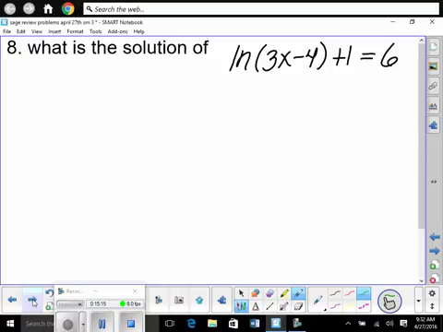So the first step is to get ln alone, right? To get ln alone, we will subtract 1 from both sides. That's your very first step. Get ln completely isolated. So we have ln 3x minus 4 is equal to 5.